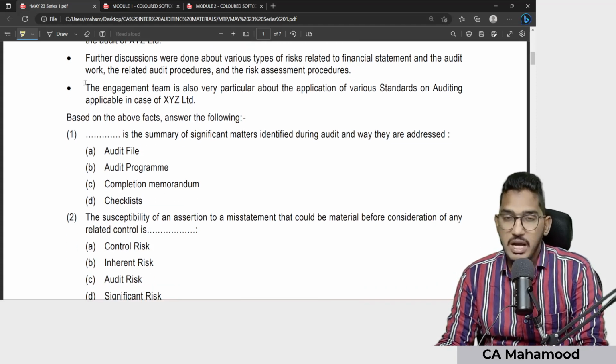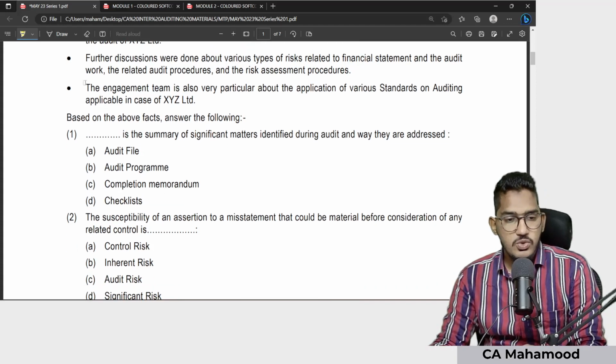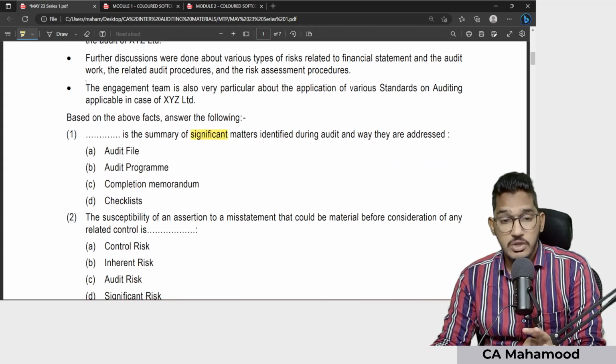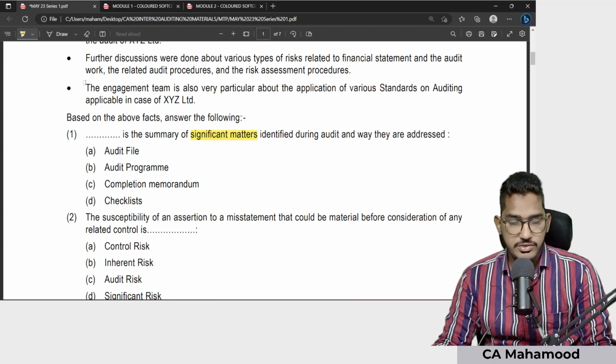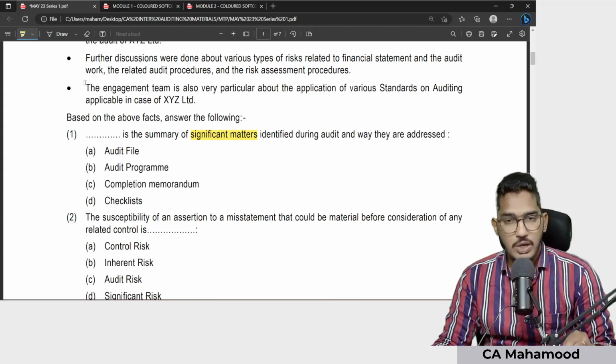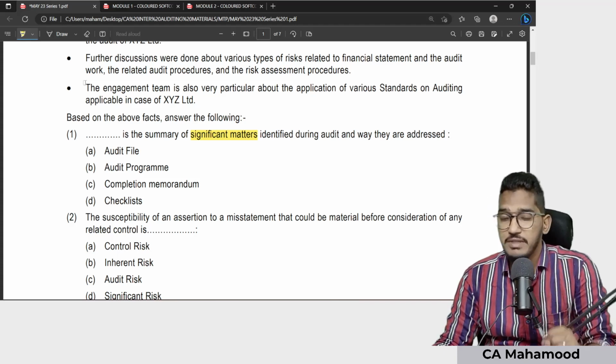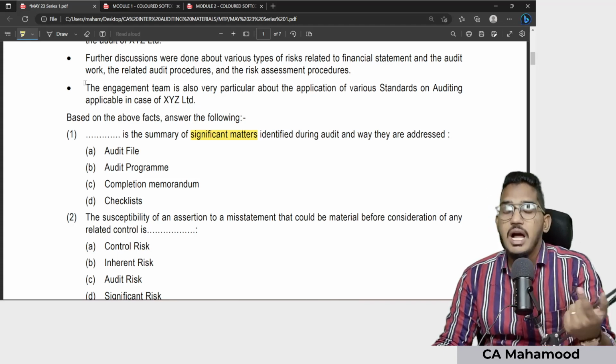Based on the above facts, answer the following. They are asking a fill in the blank kind of question. What is the summary of significant matters identified during the audit and how they were addressed? They have given 4 options. Out of that, they are asking us to choose which contains a summary of significant matters identified during the audit and how they were addressed.